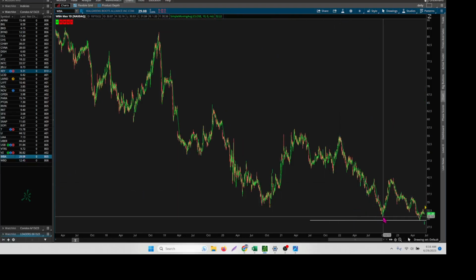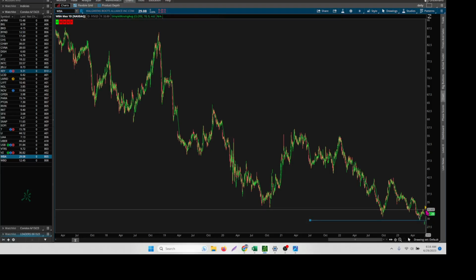Walgreen Boot Alliance. Look at how we took out the low here. Okay, let's look to the left. We took out the low here. Price got below it and then reverses. Okay. Here we put in a new low right here and price reversed. Just the other day they reported earnings. They put in a new low and hopefully now price will reverse.